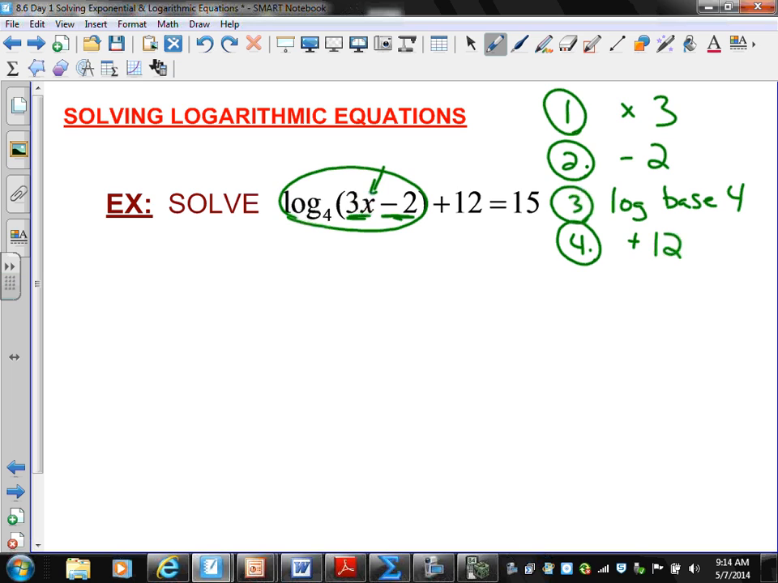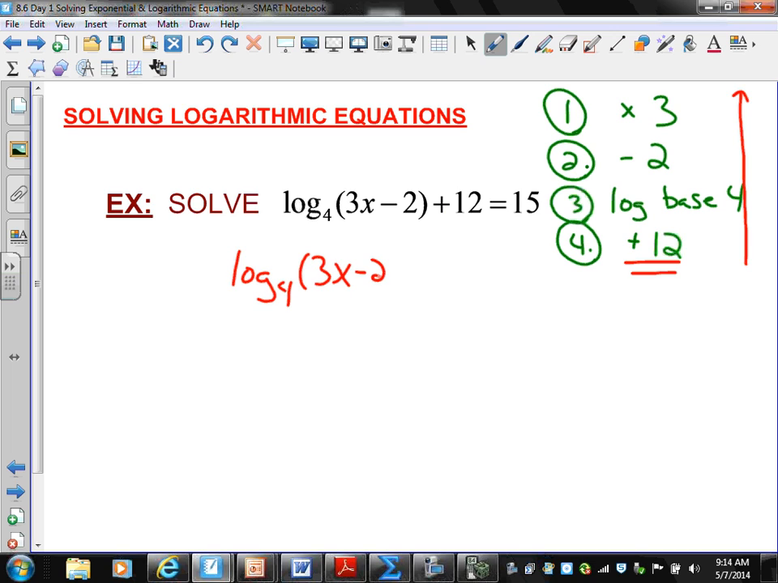Okay, so let's unwrap. Again, I'm working upwards now, right? I'm working this way. So I'm going to unwrap the plus 12 first. I'm going to subtract 12. Okay, that's not so bad. Subtract 12. I get 3 on the right side.